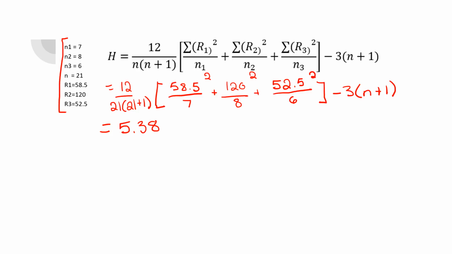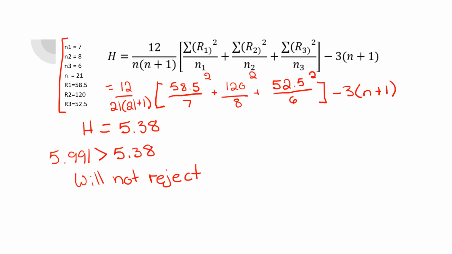So if you recall from just a little bit earlier, we discovered that our chi-squared test statistic was equal to 5.991. So our H is actually smaller than our test statistic. What this means is that we will not reject the null hypothesis, and what that means in terms of the actual hypothesis testing is that there is no difference between the populations that each of the samples came from.